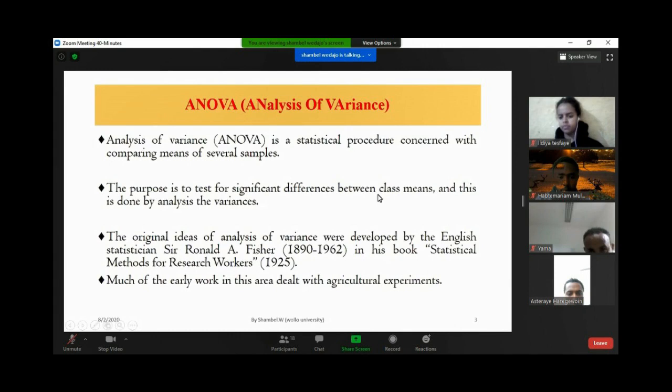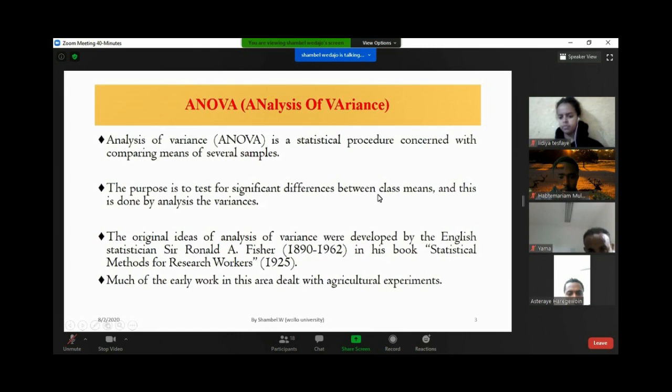Having a mean of 7 in one sample, or having 8 or 9, may not have clinical significance, but in statistics there may be a significant difference, so we should consider the significant difference between class means. This is done by using analysis of variance.